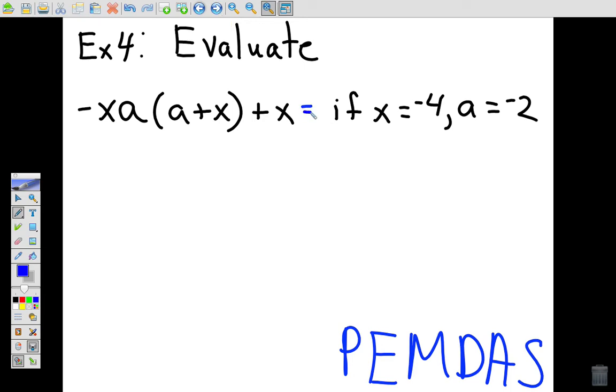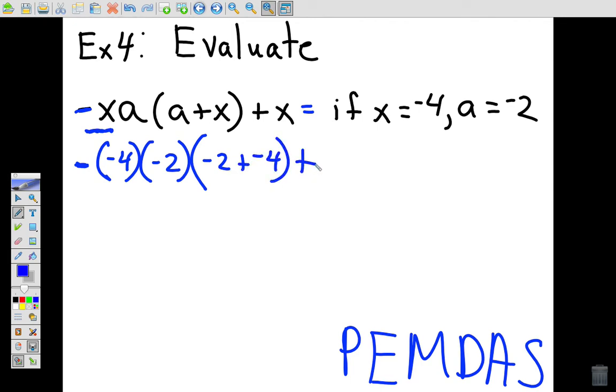Let's evaluate it. Let's take our time and put the numbers in for the letters. So this is the teaching point right here. How are you going to handle that? You're going to take the opposite of what x is. What is x? It's a negative 4. Notice how I wrote that. Minus sign or opposite, opposite side. Times a, times a plus x, or in other words, a negative 2 plus a negative 4, plus x.